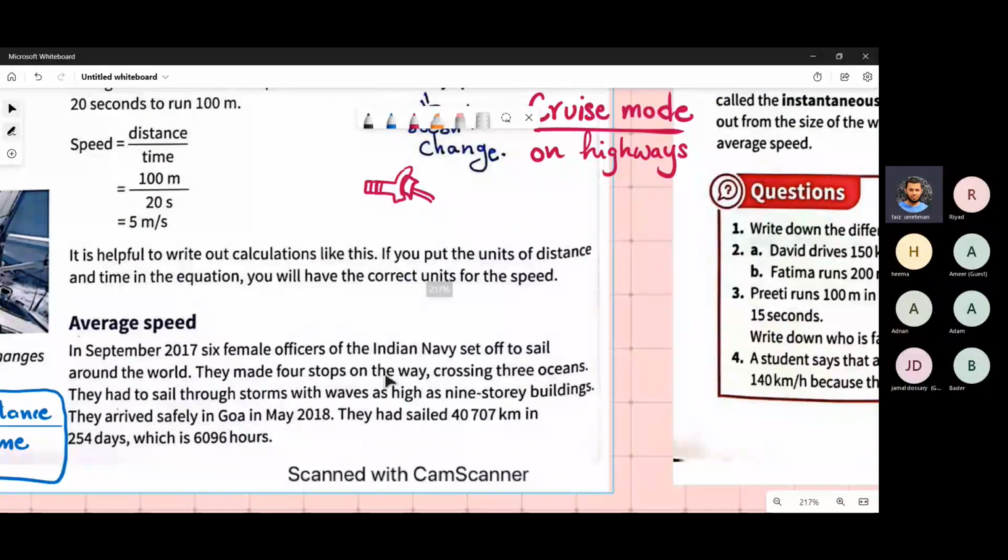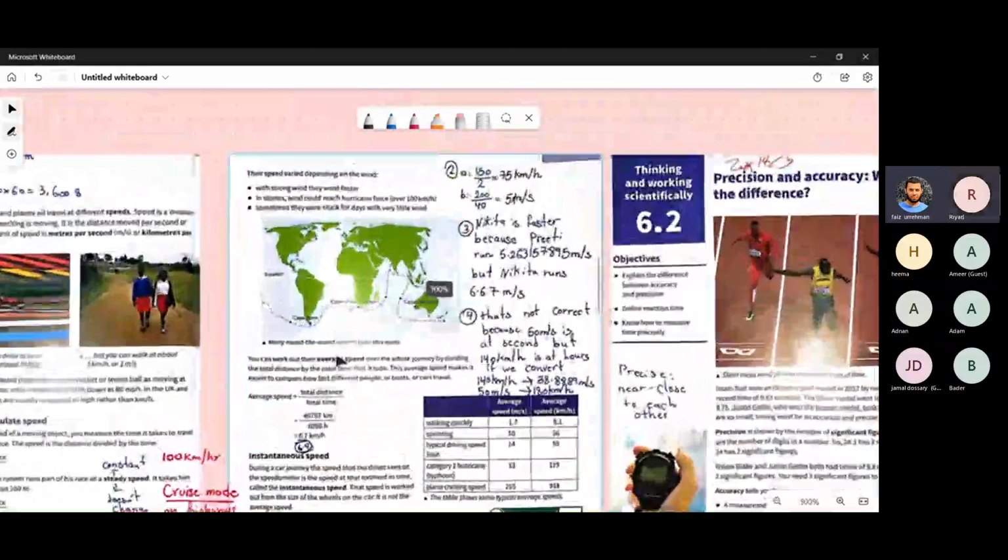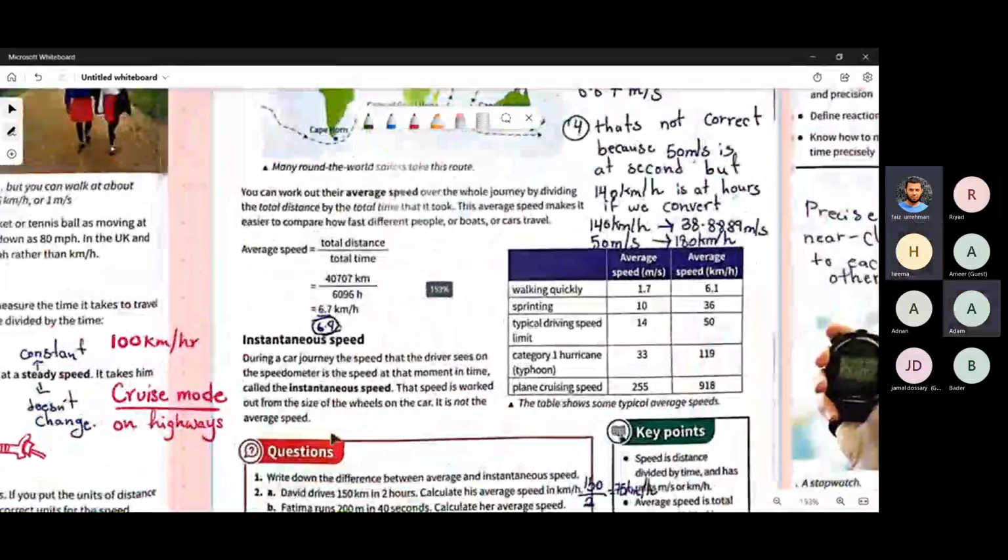There is a story given here. I'm not dealing with this story. It's an Indian story, definitely. I'm not going to deal with that. You can read it.